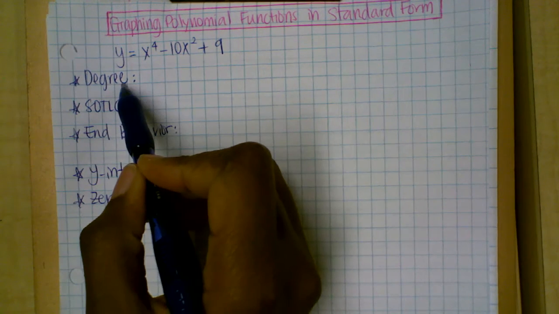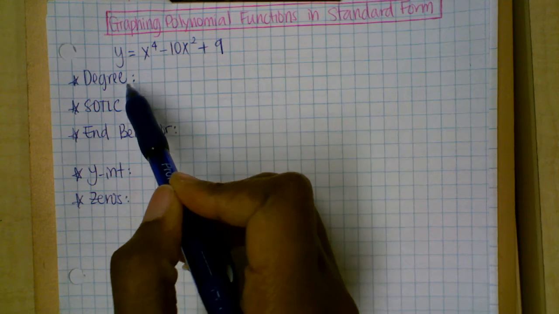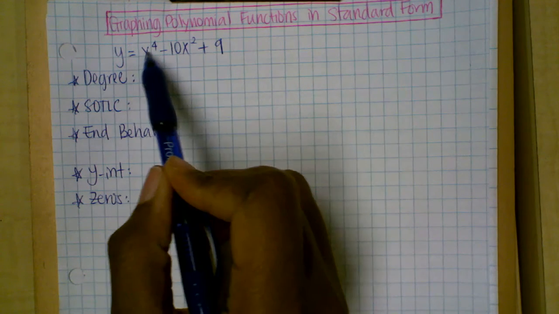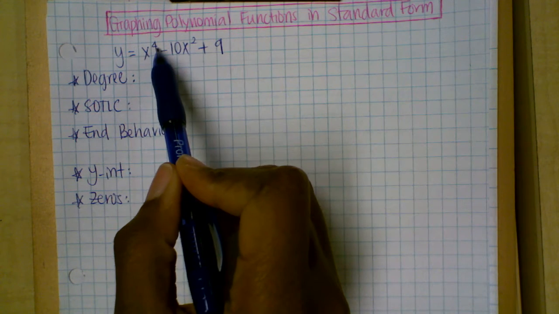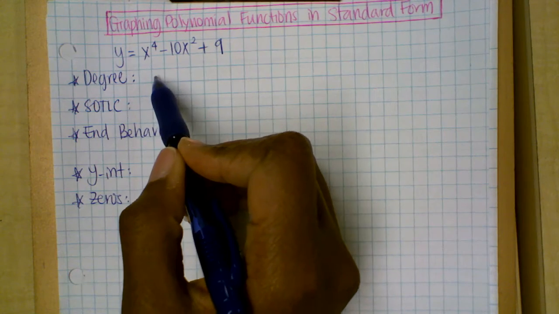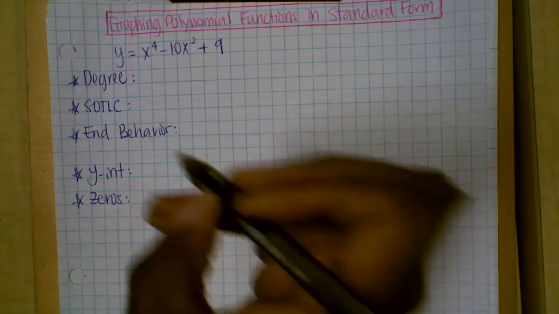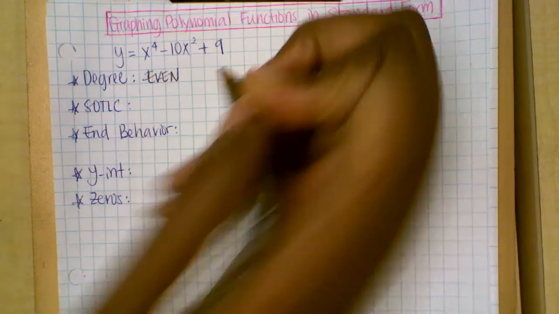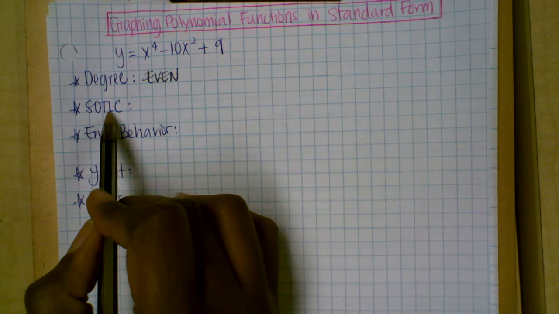So what is the degree? The degree represents the highest exponent. Okay, so here, since it's already written in standard form, from highest exponent to the lowest, the highest exponent is the first one. So the degree is a 4, but I don't really care about the number. I only care if it's even or odd. So here, because 4 is an even number, I will say the degree is even, right?